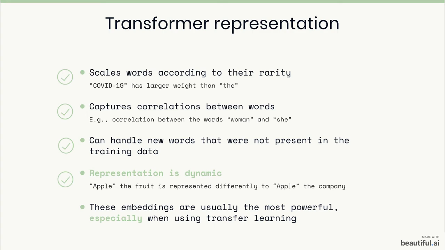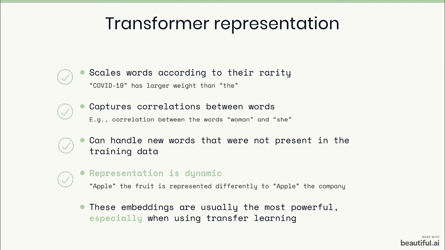So to go back to our checklist, the transformer representation has all the same features as the fastText one: it scales words according to their rarity, captures correlations between words, and can handle new words that were not present in the training data, because we're using a more efficient way of tokenizing rather than simply tokenizing by words. And finally, what we achieve is a contextual embedding for each word.